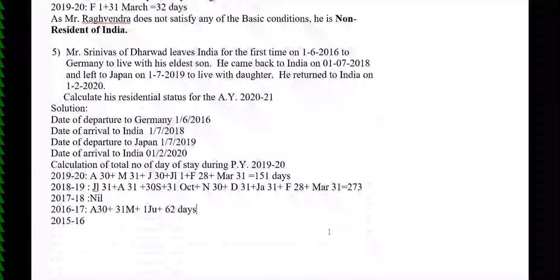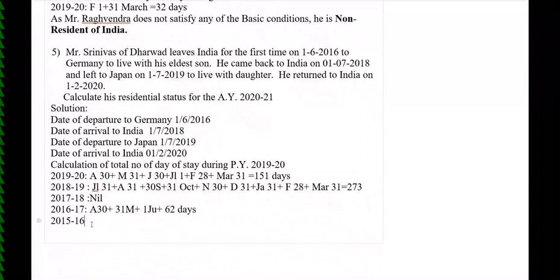Of course, in 2015-16 he was in India itself, so it is 365 days. So when you take the sum of this here, 273 days, then 62 days, then 365 days, which is more than 365 days. So he is satisfying the second basic condition. And when you apply the additional conditions, he also satisfies both the additional conditions. So he is ordinarily resident of India.